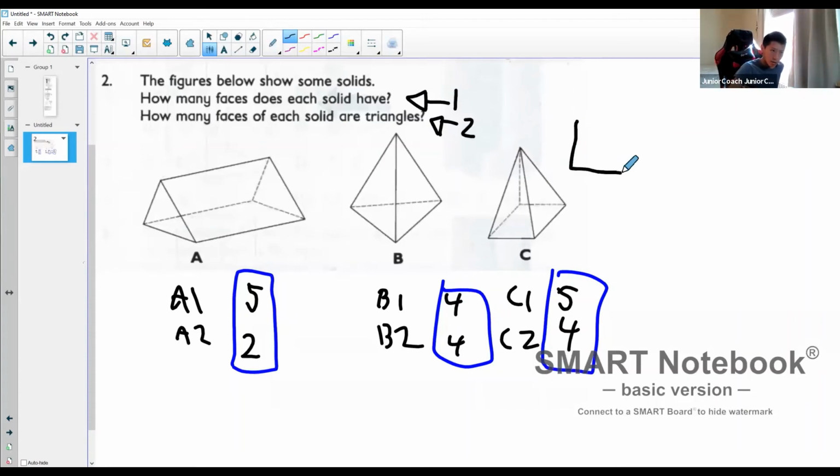If we actually had a cube, it would be something like this, right? This is how a cube would actually look. But we know a cube does not have 3 faces. A cube has 6 faces.